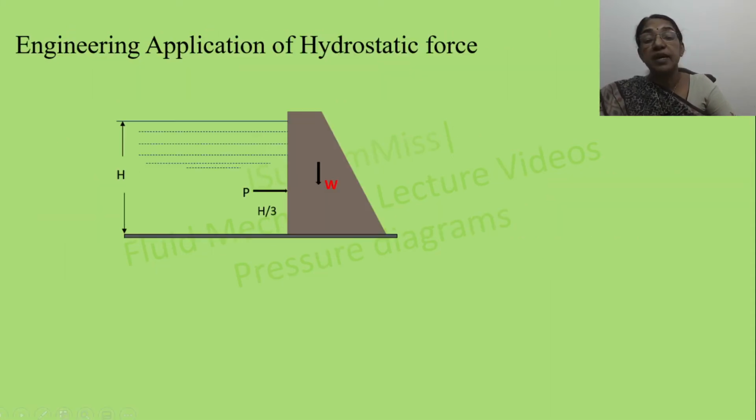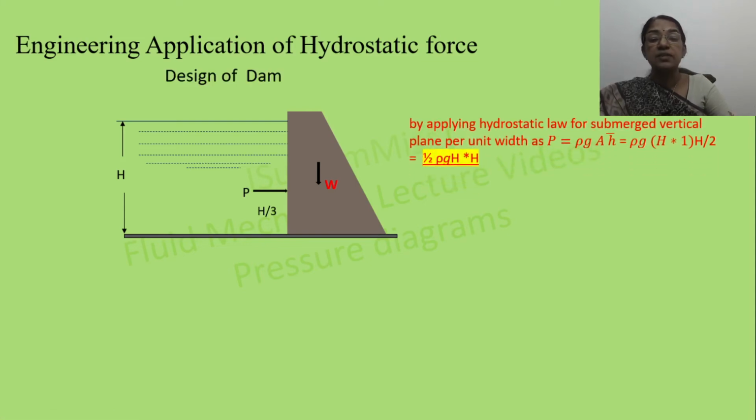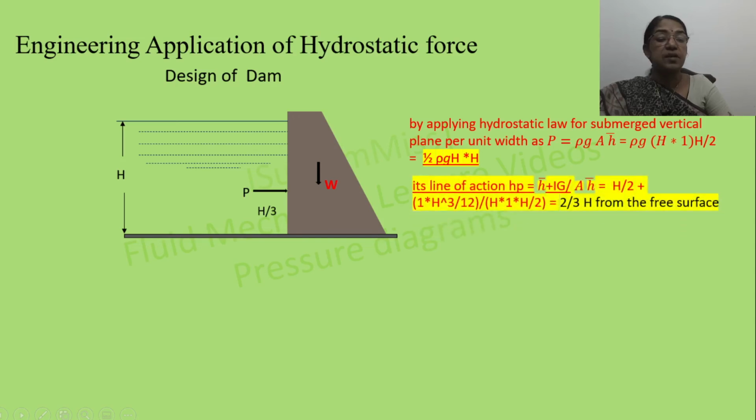Now let us discuss the engineering application of hydrostatic force. A dam is a massive structure which we construct across a river or stream for storing water. The upstream face of the dam is always in contact with the static mass of water and always experiences the pressure force. Based on the hydrostatic law, the total pressure force can be calculated as rho g A h bar, that is equal to half into rho g into h square, which is acting through the center of pressure, that is 2/3 h from the free surface.